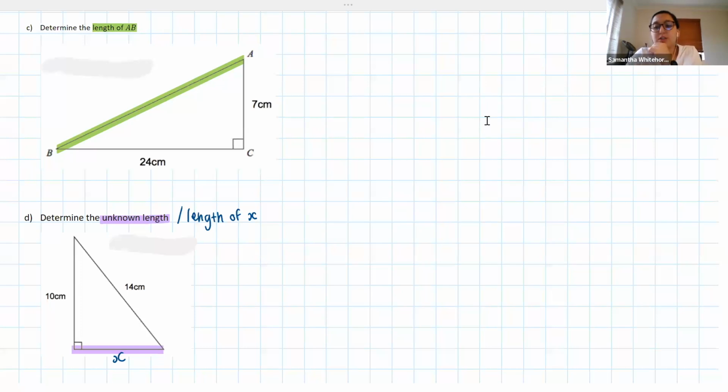Okay, both of these questions are in centimeters, just an FYI. Okay, guys, let's have a look.